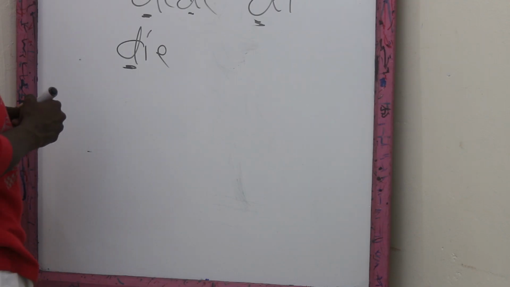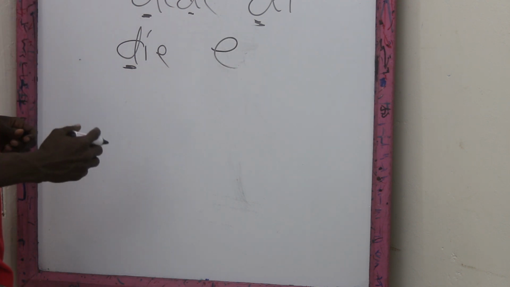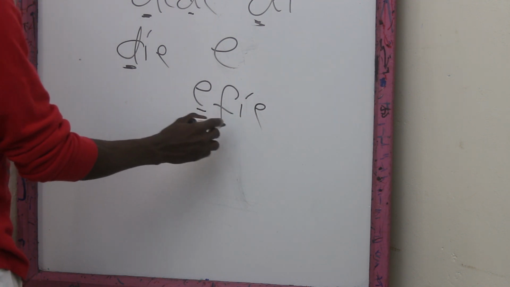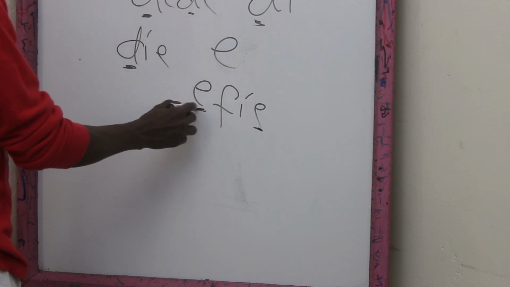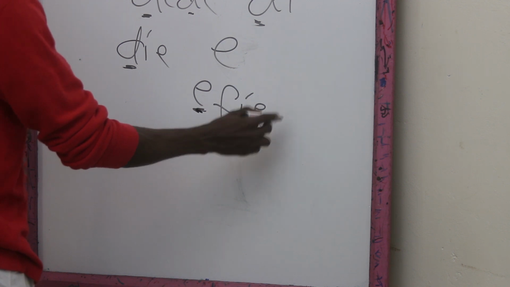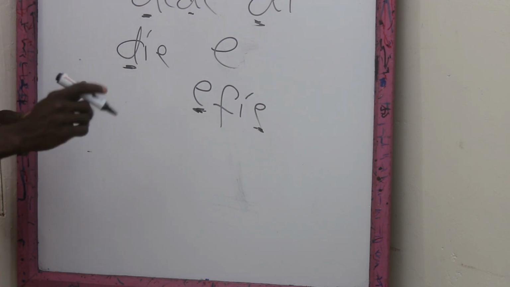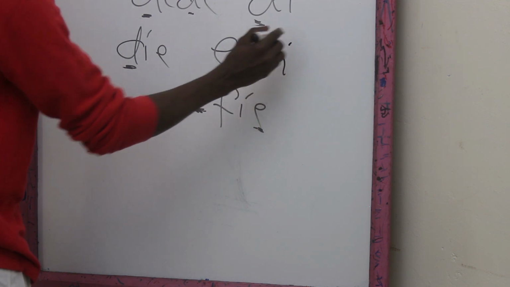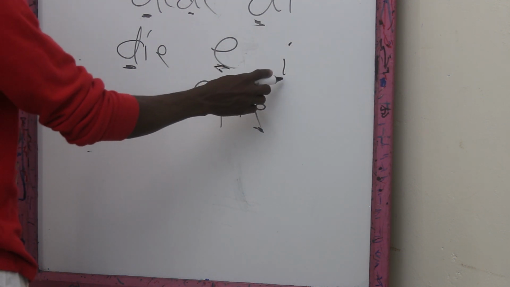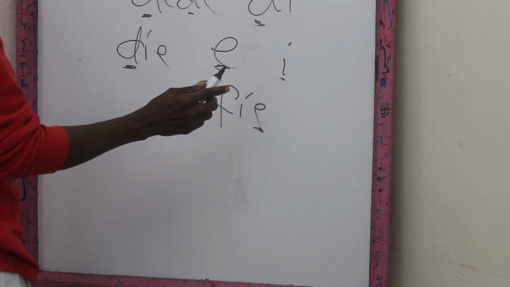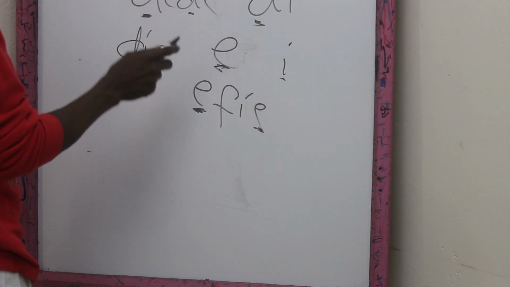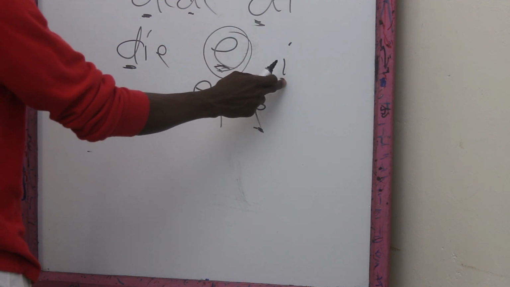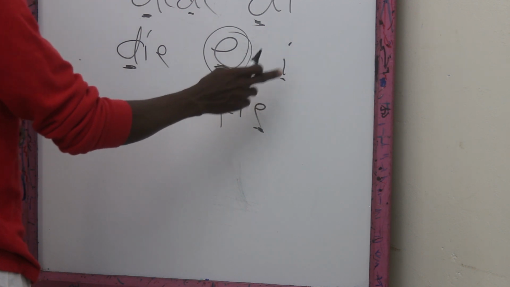So the next sound is a, as in afie, house. Afie, a appearing at the word initial and the word final. But please, I want you to know the difference between this sound, the A and the E sound. This is A and this is E. Please note that in Twi, this is A, not E. And this is E, not A.